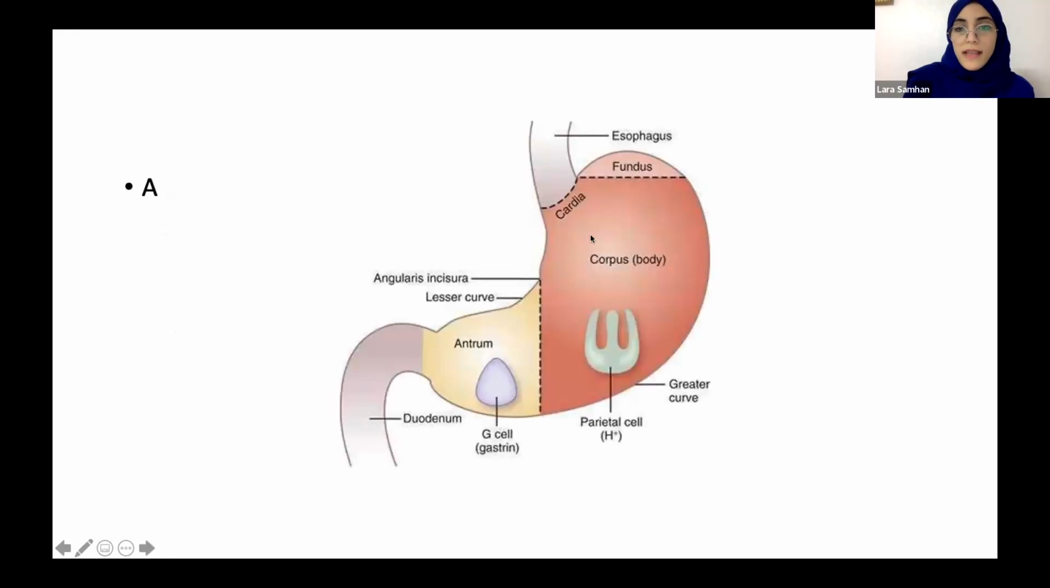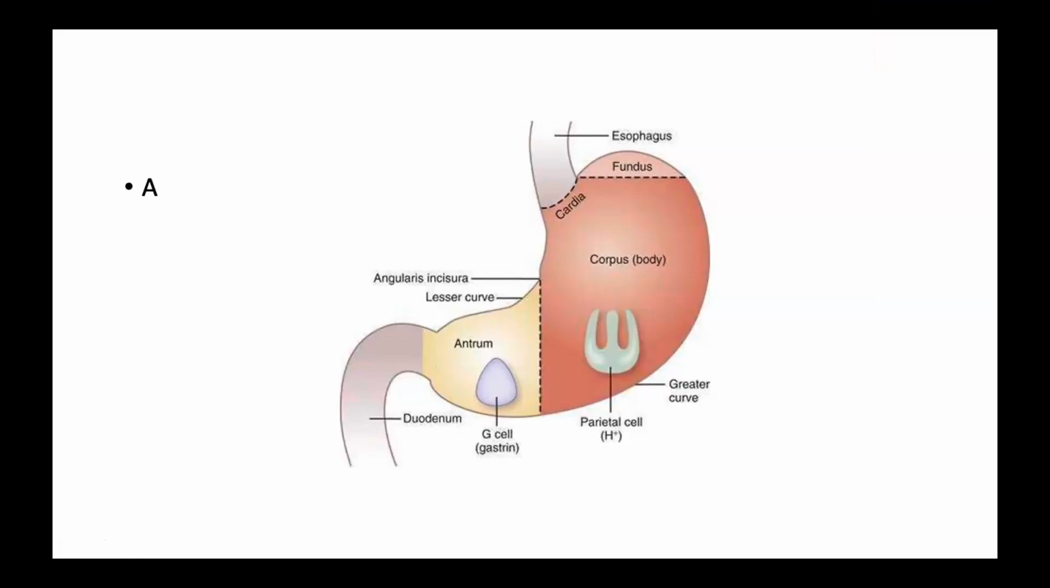Here we basically have a section of the stomach. As we can see, this is the stomach, this is the esophagus, and this is the duodenum. The beginning part of the stomach is the fundus, this is the body of the stomach, and the stomach ends off with the antrum. And as you can see here, this is the G cell, or the gastrin cell. It's also where acid is being produced, or the HCl. So the correct answer is antrum, and this is where the G cells, or the gastrin, are produced. Is it clear? Yes, it's clear. Thank you.